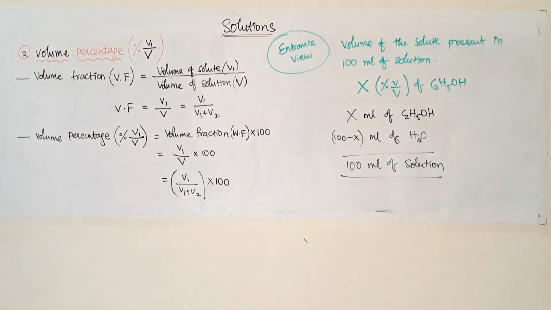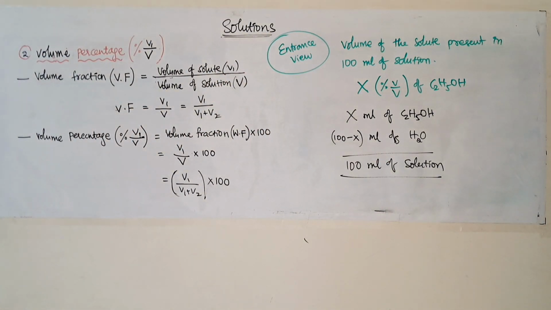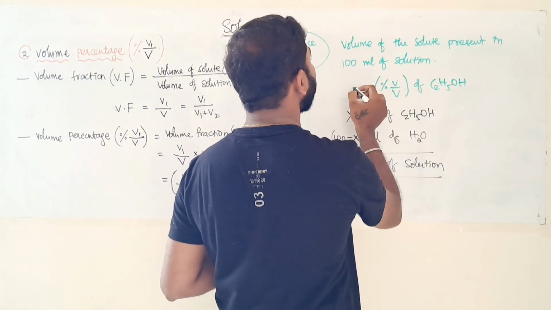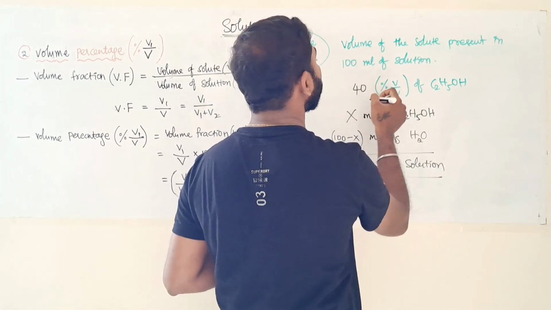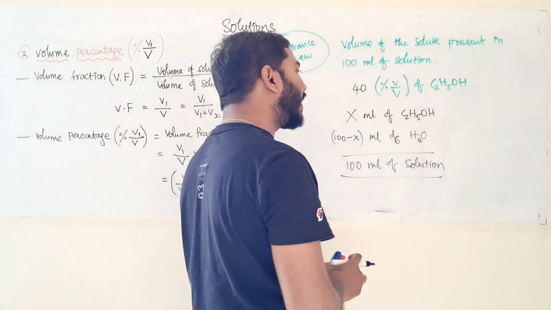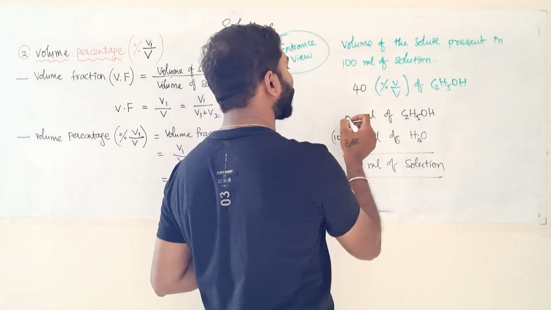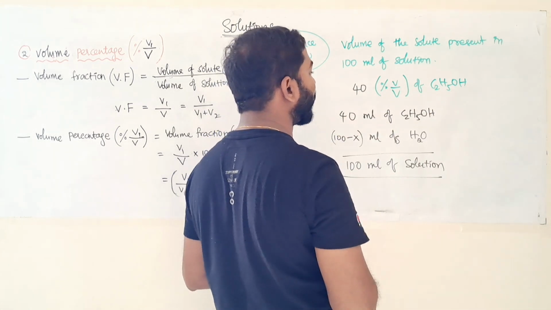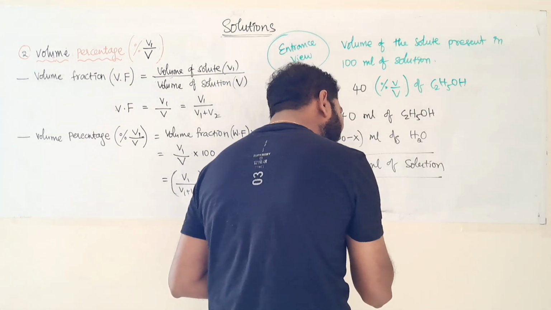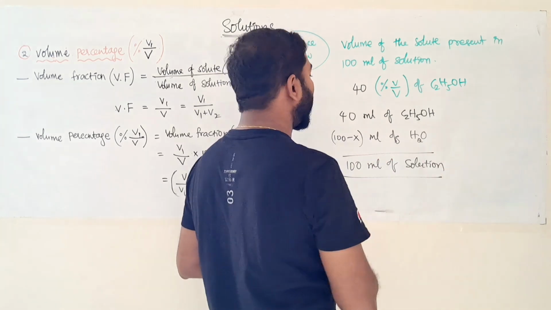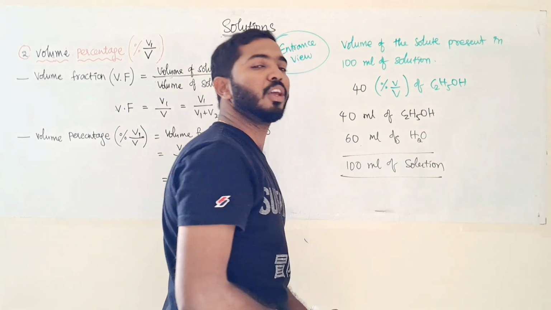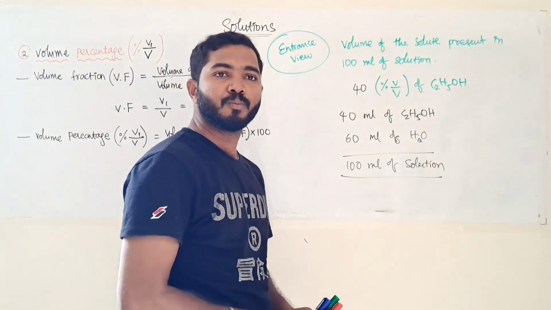Okay, and now let me take another example here. Suppose we have 40 volume% of ethyl alcohol. Then how many ml of ethyl alcohol are present in 100 ml of solution? That is 40 ml. So how much is the volume of water? That is 60 ml of water present.